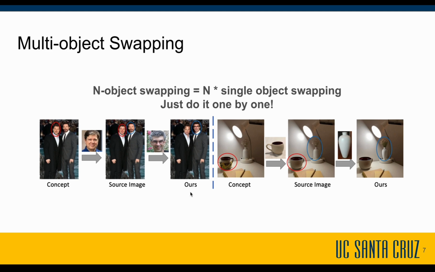We also find our model is very good at multi-object swapping, which previous methods cannot do. We find if we want to swap n objects, it is equal to swapping one object n times, just doing it one by one.